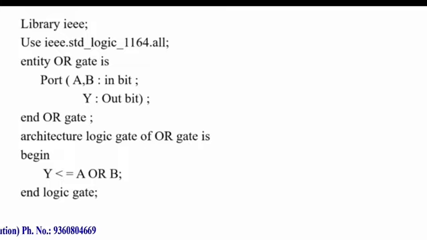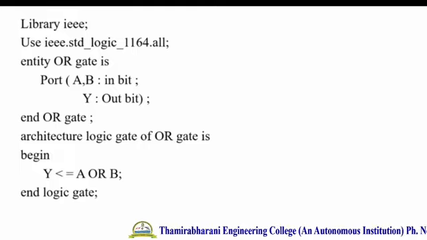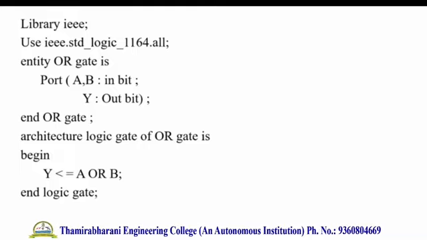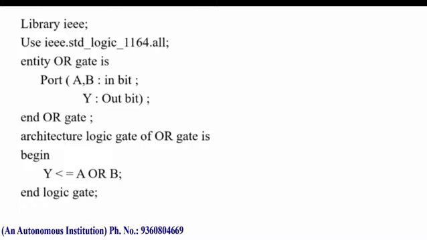We do not say Y less than or equal to. We should say Y is assigned to A or B; and end architecture name. What is our architecture name? Logic gate, because OR gate comes under logic gate, and end architecture name, logic gate; That's all. Thank you.